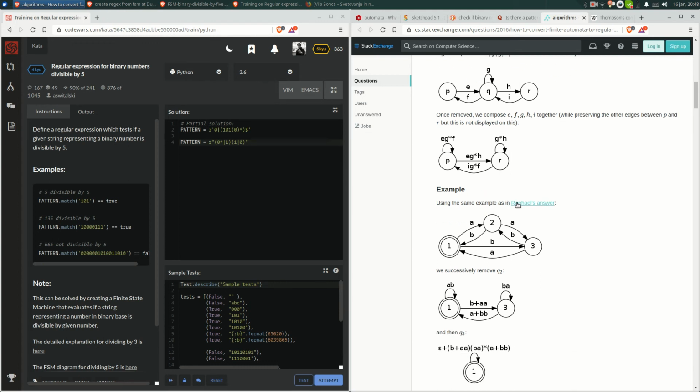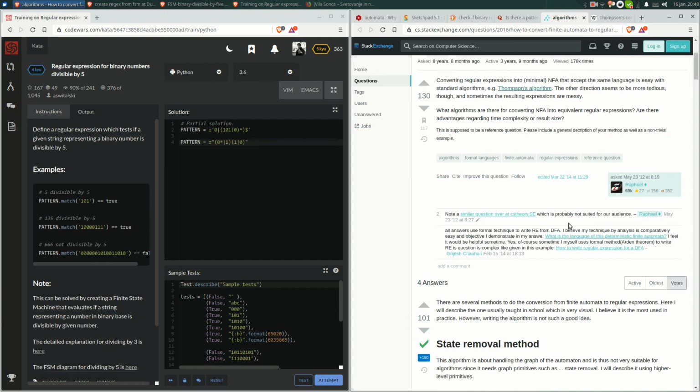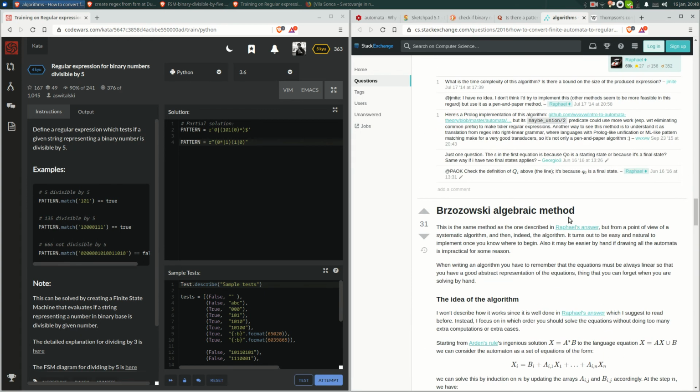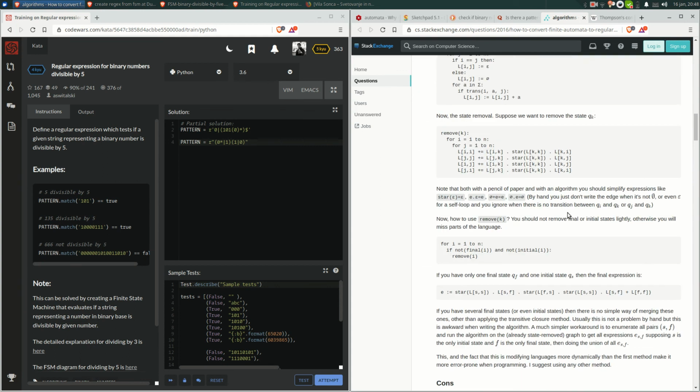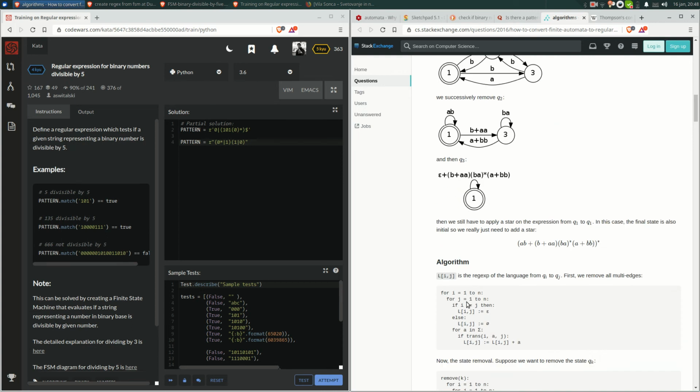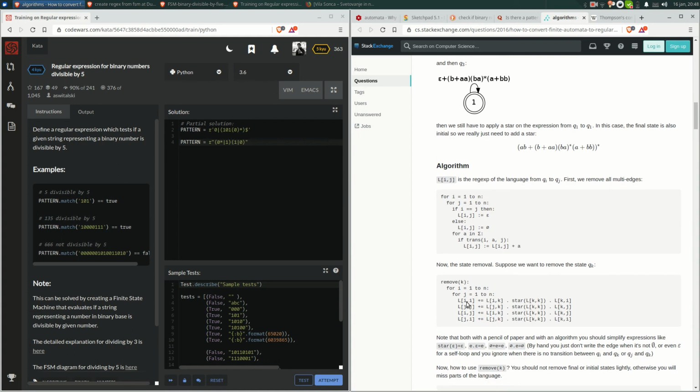Example, using the same example as in Raphael's answer, which I guess is this one, yeah. What do you do? You just remove those things, and then to a single one. Oh my god. Algorithm.